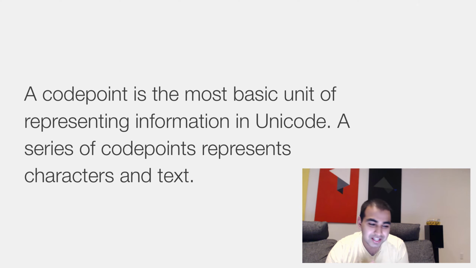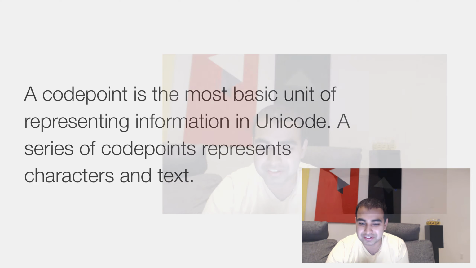So that's Unicode. And the code point, think of it as an index value for an array. The Unicode table is massive, has a lot of values in it. The code point allows you to pick where in the table you're going to look for all the characters. So a code point is the most basic unit of representing information in Unicode, and a series of code points represents characters and text. So, for example, the letters you're seeing on my screen right now are made up of probably dozens or at least a handful of code points for each variation that you can see.